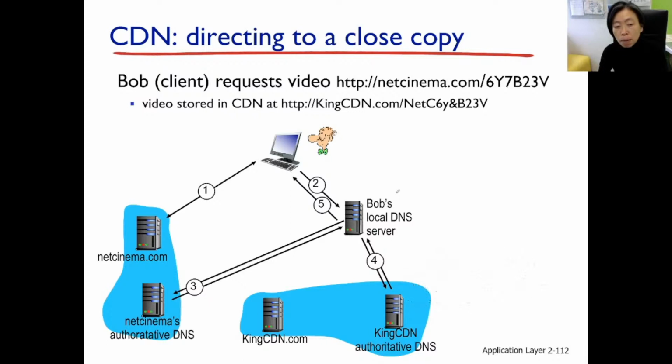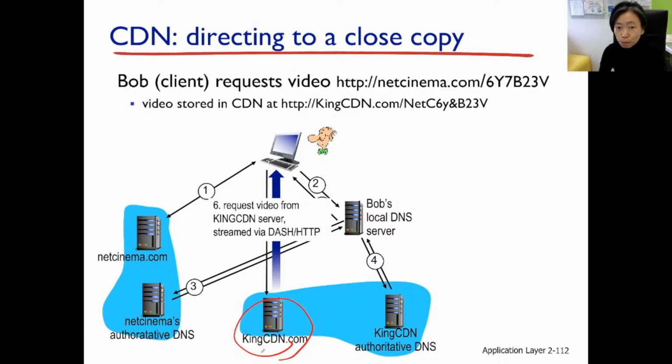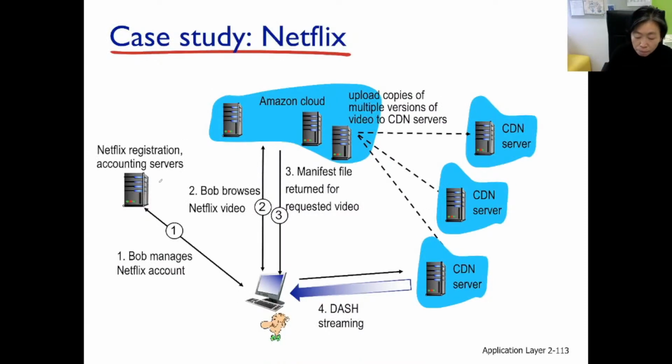From there, Bob's browser can fetch the video from the actual location of the video. Right? So this is redirecting the client to the copy through the DNS service. In example 2, the content provider here only needs to do the minimum, which is to provide the login service. So Bob here as a subscriber just logs in first. Okay, that's step 1. And quickly, Bob is redirected to the CDN. And in Netflix's case, Amazon's cloud is the CDN.